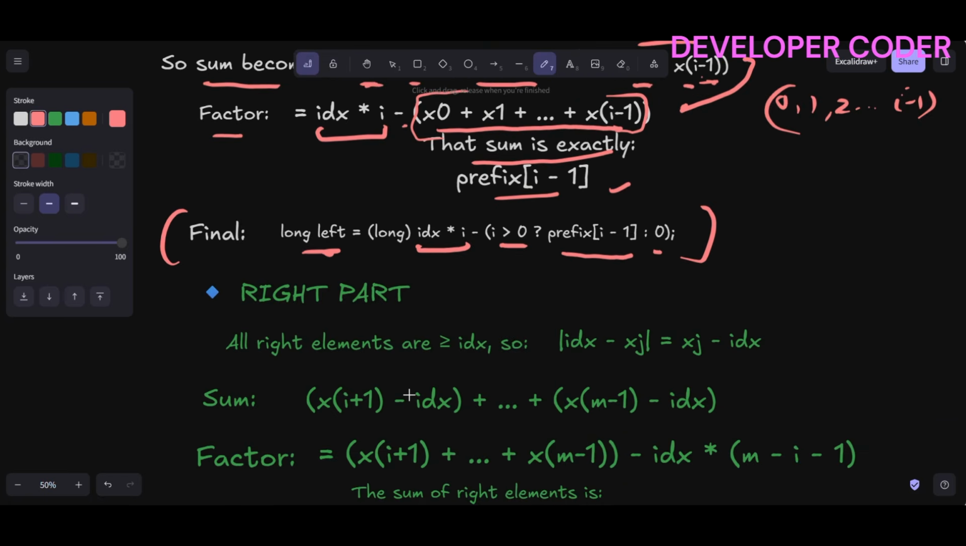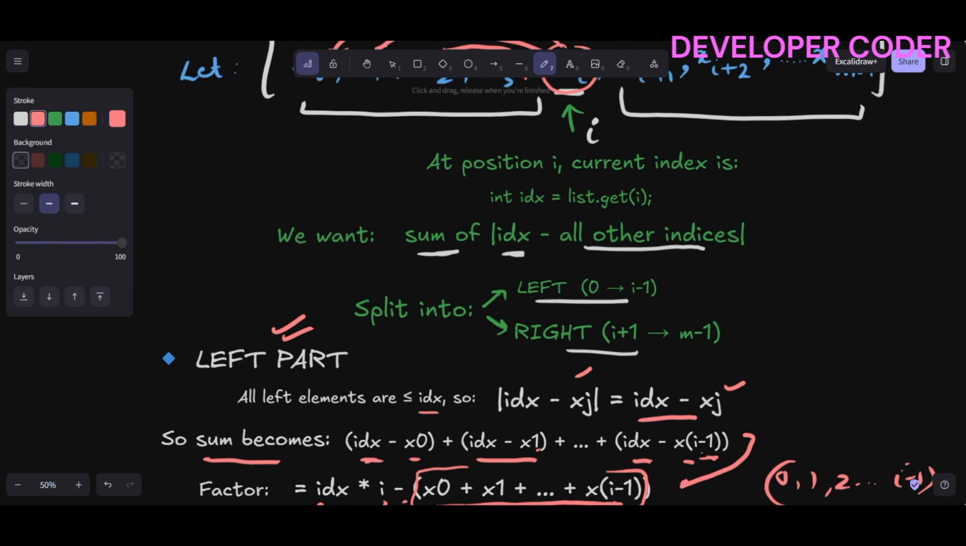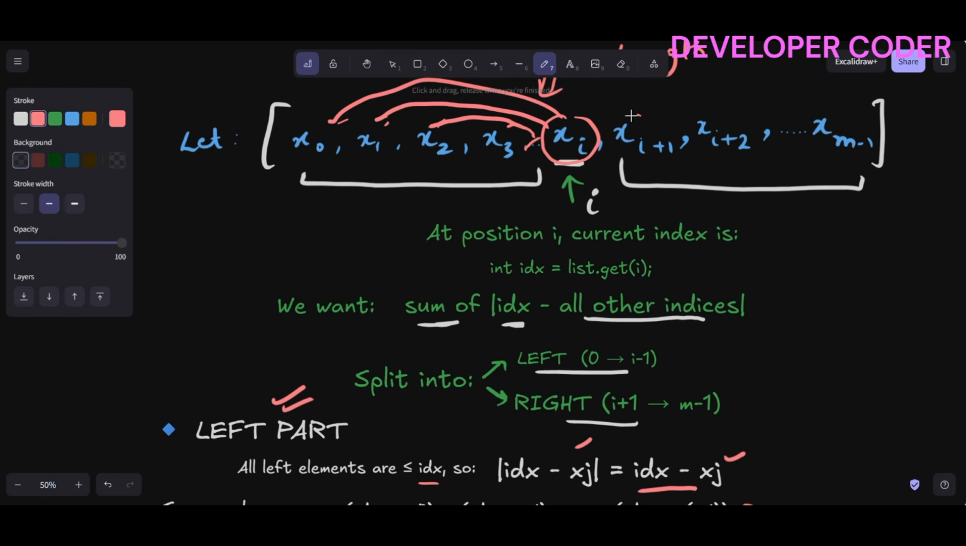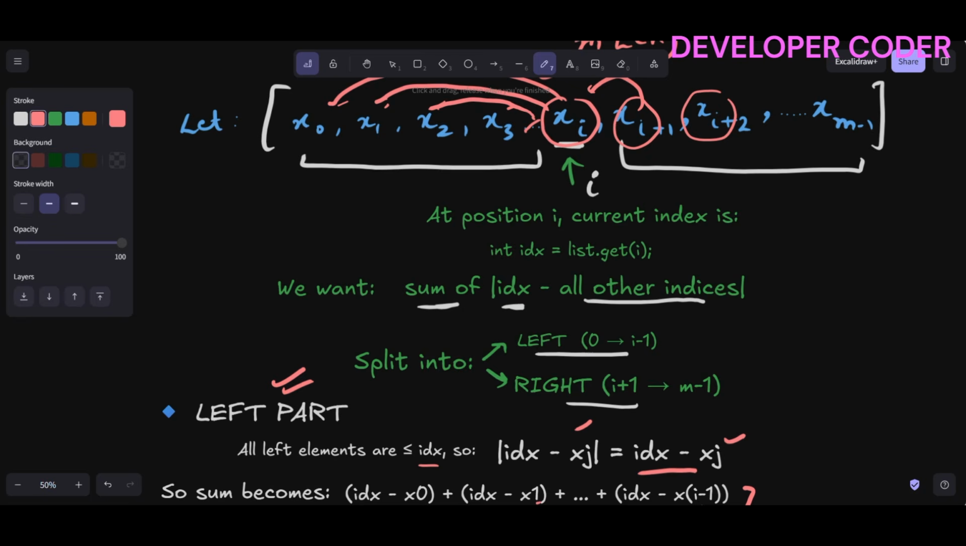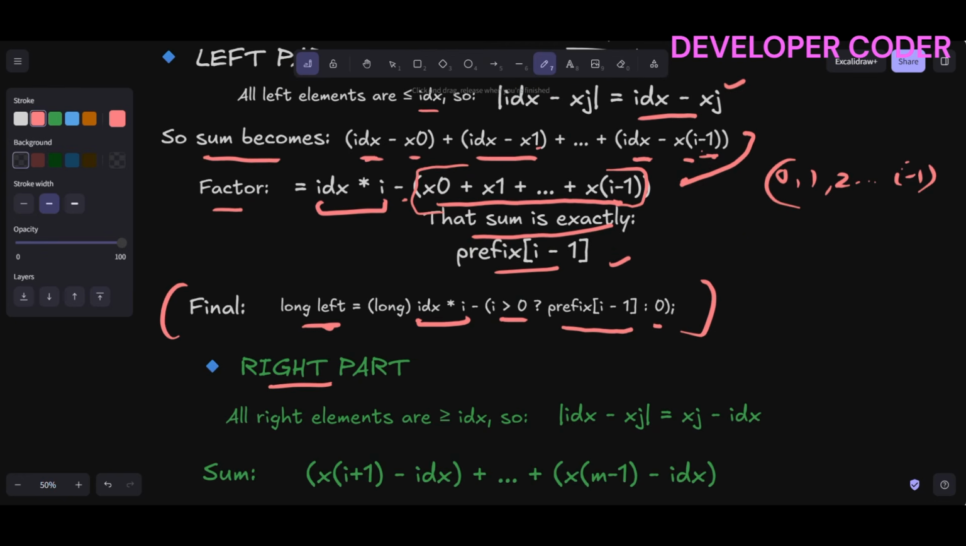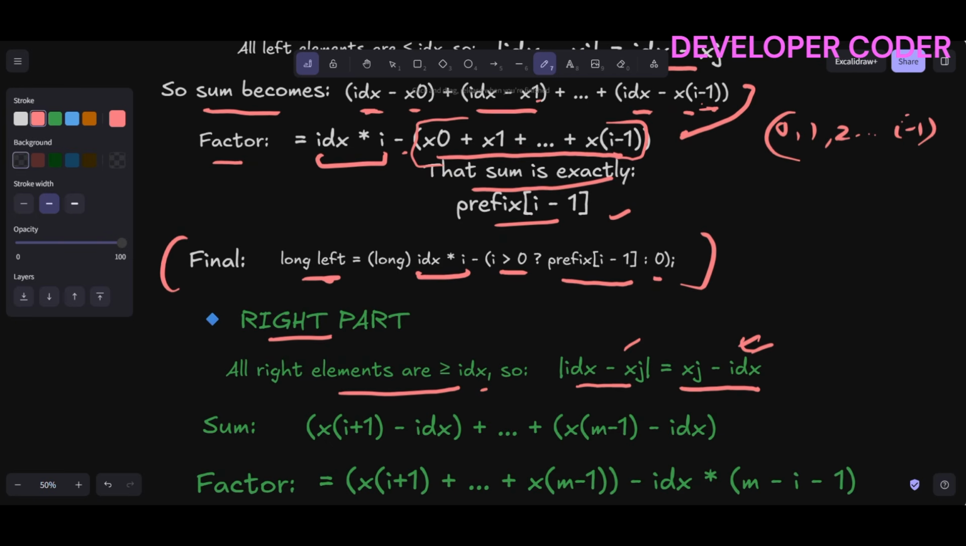How am I going to calculate the value of the right part? In the right part, notice that all these values are going to be greater than this one. So all the right elements are greater than or equal to idx. So idx minus x is going to give me a negative value only. But if I write it the other way, then I will get a positive value only, because we have to just take the absolute value. So I can write it like this.